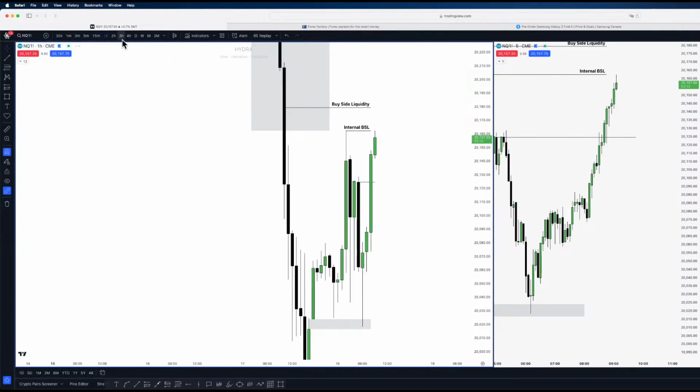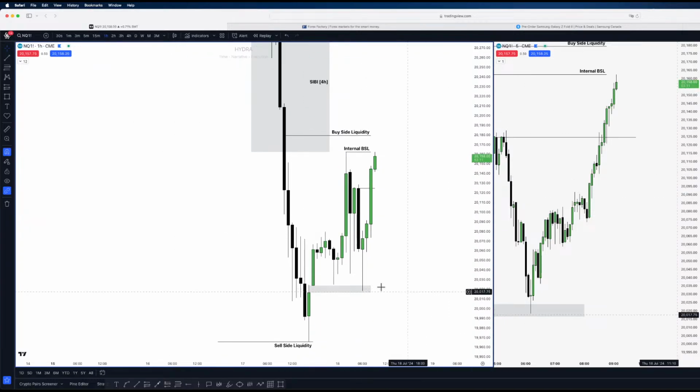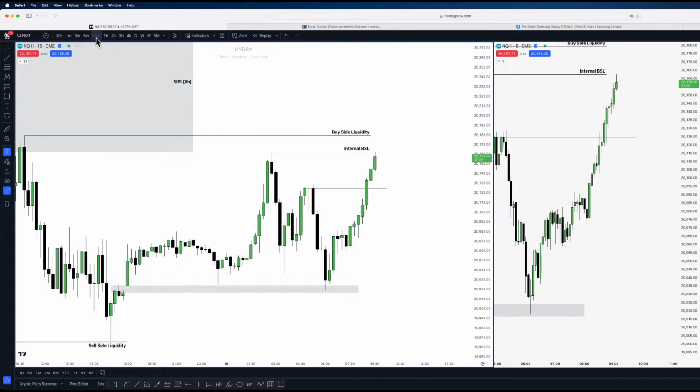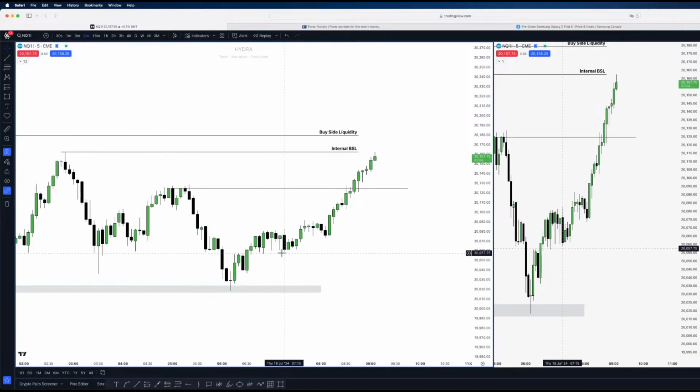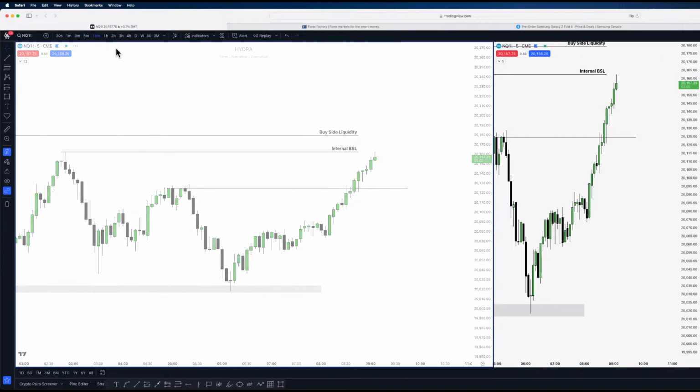You can ask me, Hydra, does it matter? You can't see those equal lows on higher time frame. So does it matter? Yes, it matters. When price is generating this type of liquidity, that's a signature. So we're gonna mark this.